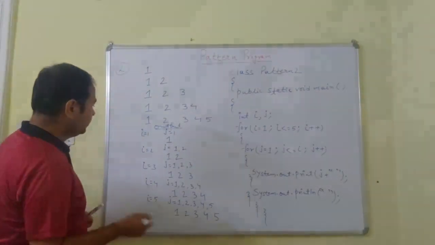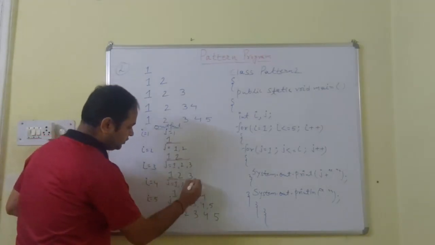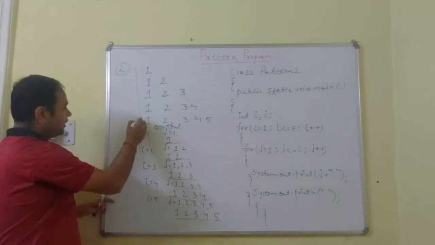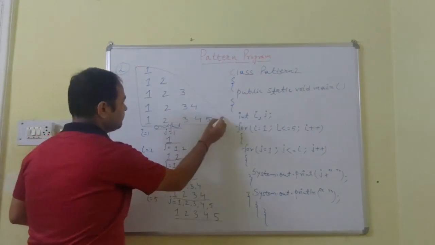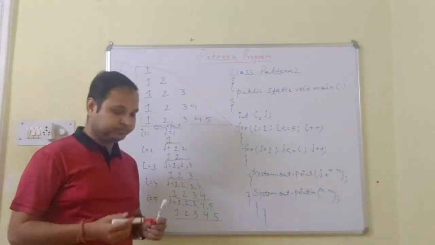We are getting 1, then 1 2, 1 2 3, 1 2 3 4, and 1 2 3 4 5. So this pattern is obtained. In this way, you need to execute this program.